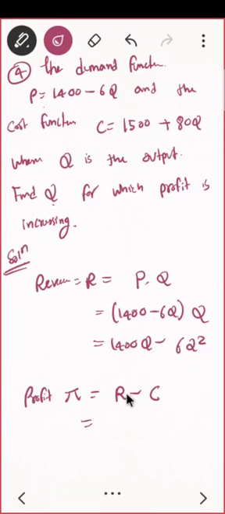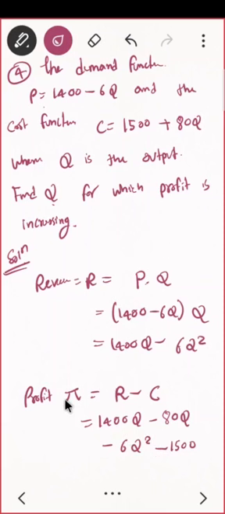So what will be, direct में करता हूँ. It will be 1400Q minus 80Q and minus 6Q square, and next is minus 1500. Correct? Yeah, am I correct? Just quickly verify. I think yes. So this is the profit function.